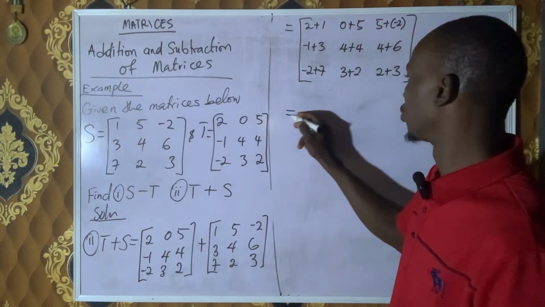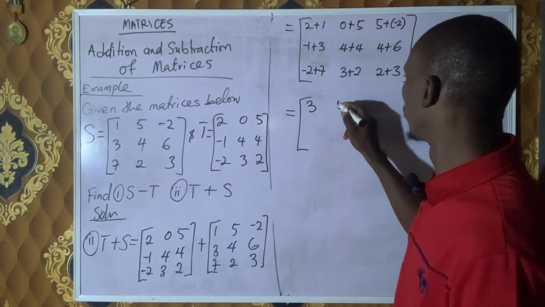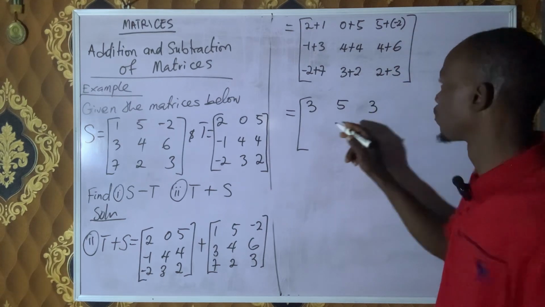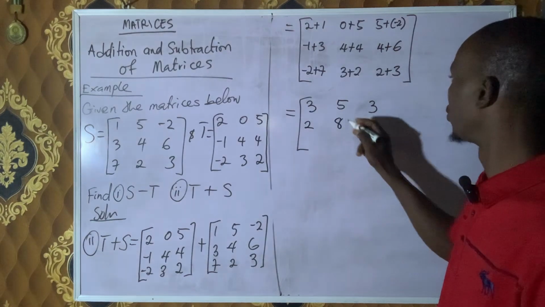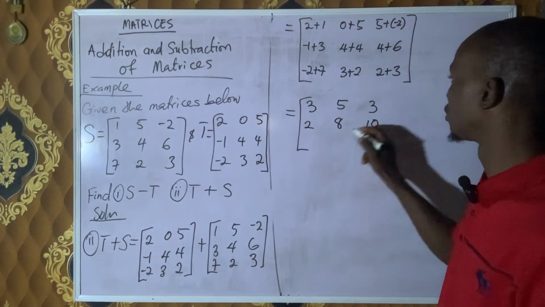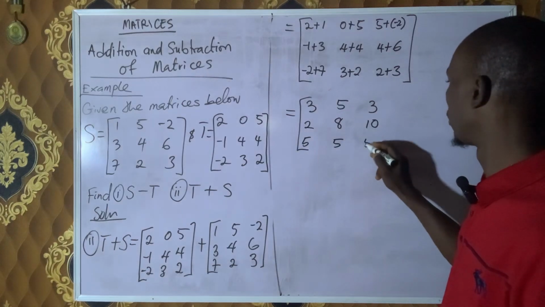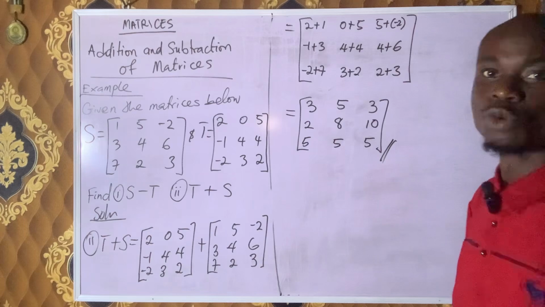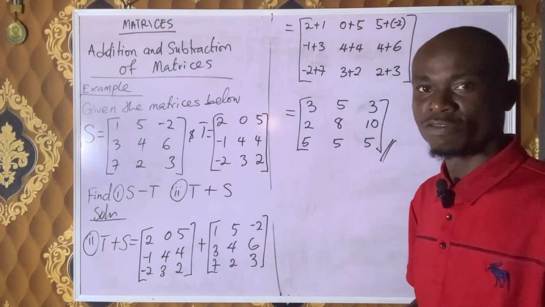And when you add all this up, the first will be 3, second will be 5, the third, plus minus is minus, that will be 3. Minus 1 plus 3 will be 2. 4 plus 4 will be 8. Then the next is 10. Then we have 5, 5, and 5. So this is what we mean by addition and subtraction of a matrix.